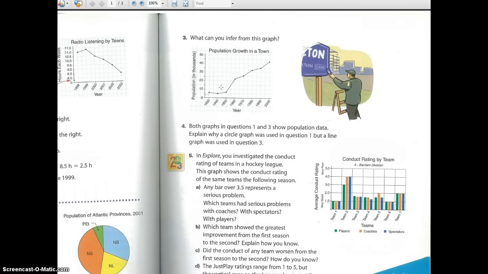Okay, hope you had a good time doing number 2, everybody. So let's give number 3 a try. Number 3 has a line graph, and we can remember that a line graph shows us changes over time. And the question says, what can you infer from this graph? So check it out. They're talking about population growth in a town. Down the side, there's a label, population in thousands, and then year.